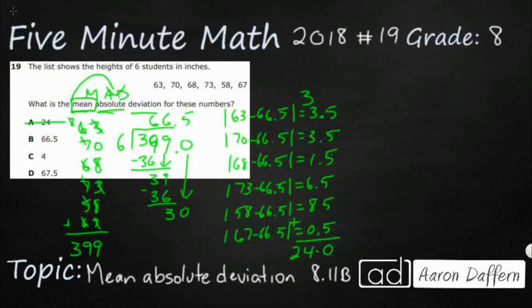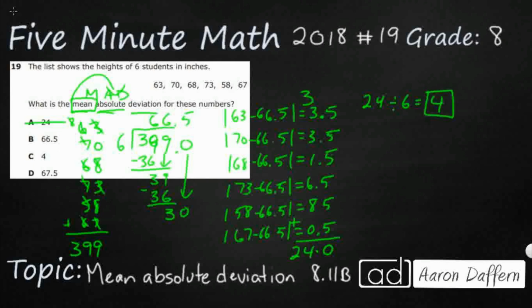No, that's not the answer. That's just the total. If we want to find the mean, remember, we need to divide it by how many there are. There's 6 values. So I've got to do 24 divided by 6. That's just a basic fact. See how tricky that is? So my mean absolute deviation is going to be 4.